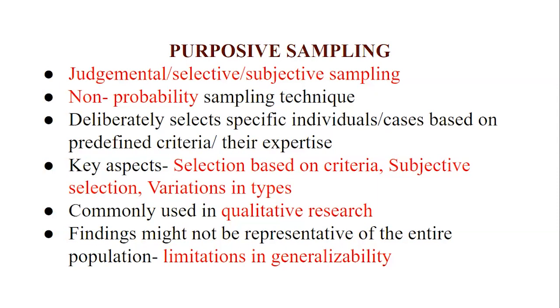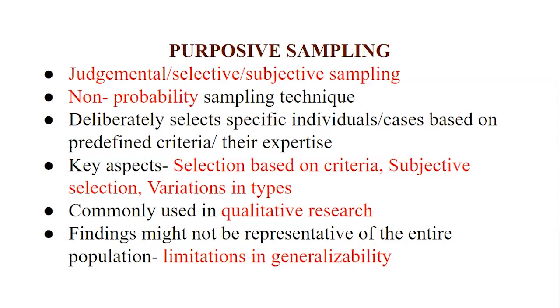Unlike other sampling methods, we don't select the samples randomly. In purposive sampling, the researcher deliberately selects specific individuals or cases. Unlike probability sampling methods, purposive sampling does not rely on random selection, which I already told you. Instead, participants or cases are chosen intentionally based on the researcher's understanding of the population and the study's goals.